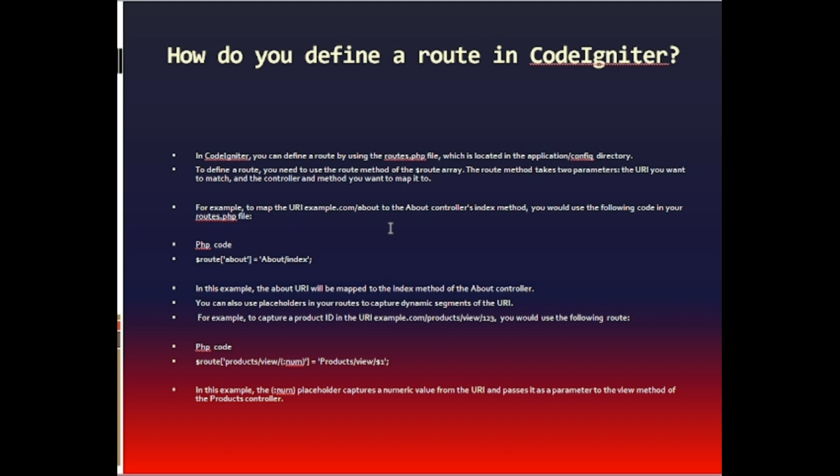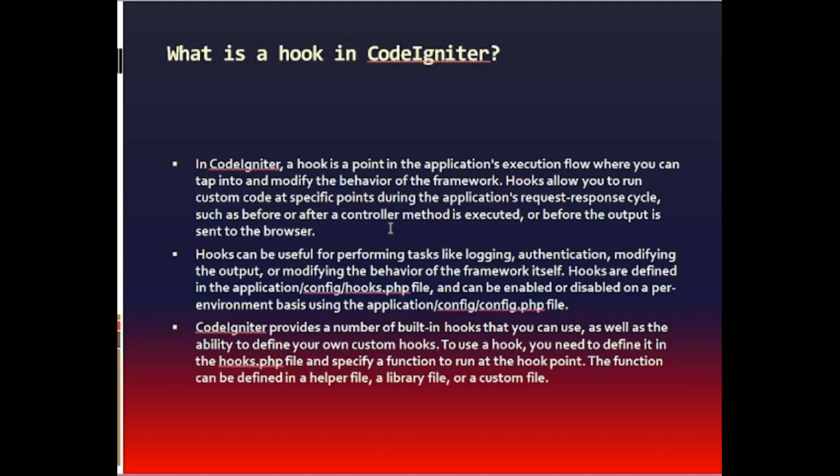And next, what is a hook in CodeIgniter? A hook is a point in the application execution flow where you can tap in to modify the behavior of the framework. Hooks allow you to run custom code at a specific point during the application request-response cycle, such as before or after a controller method is executed or before the output is sent to the browser.